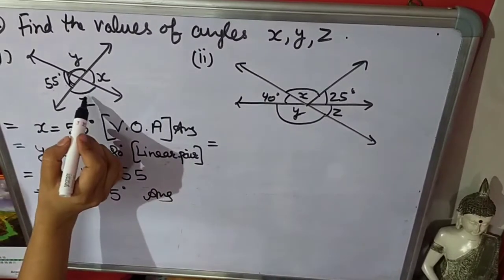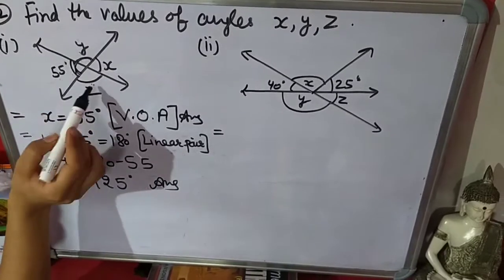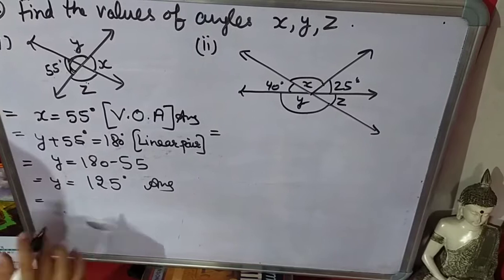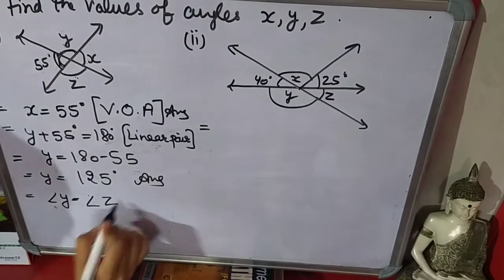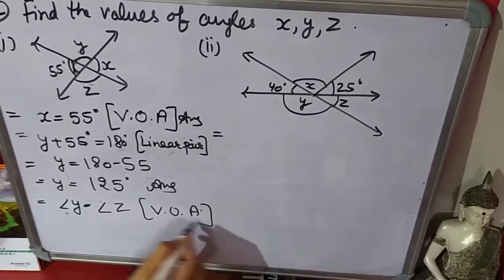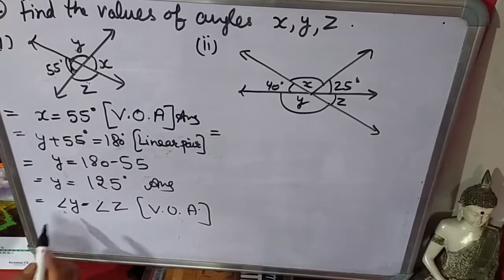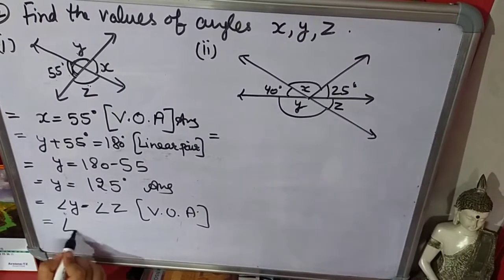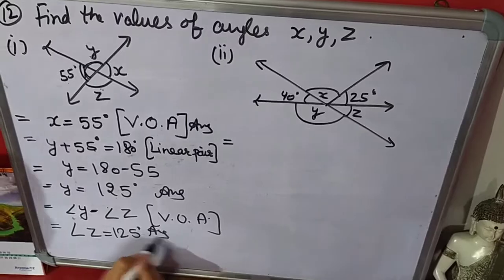Now you have to find the value of z. Look here, y and z are both vertically opposite angles. So angle y is equal to angle z. Reason: vertically opposite angles. What is the value of y? 125. So what will be the value of z? It is also 125. So the value of angle z is 125.